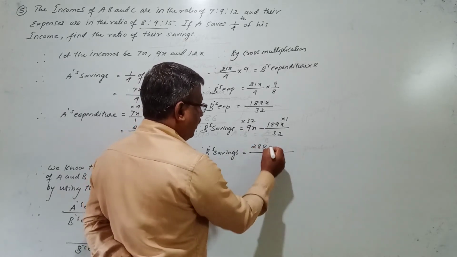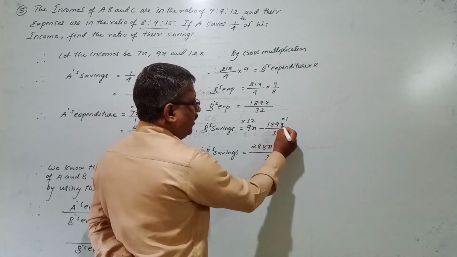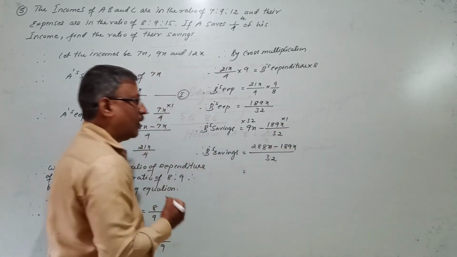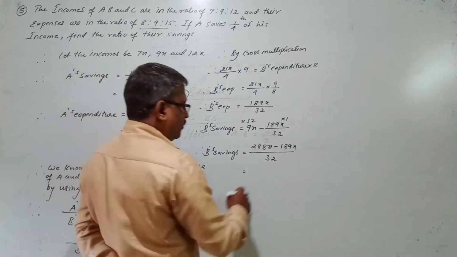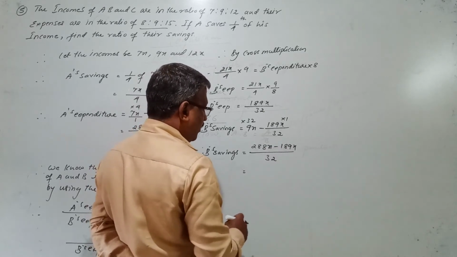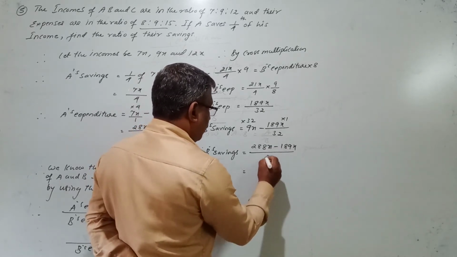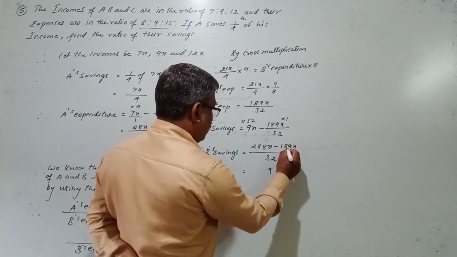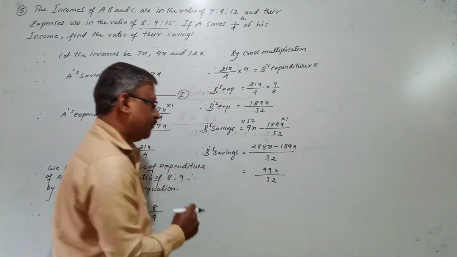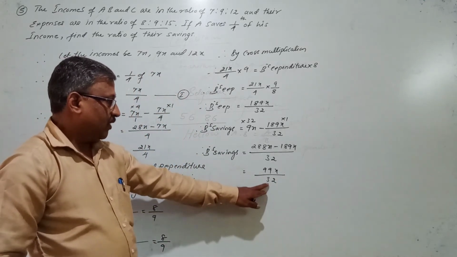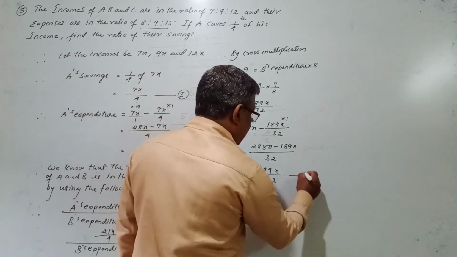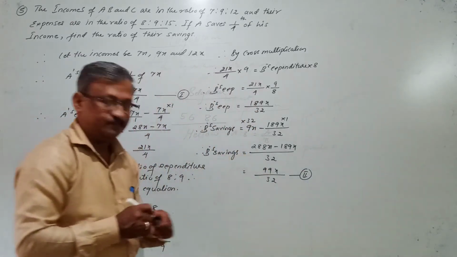So you get 288x minus 189x into 1, you get it is 189x. And now you minus this. So 288x minus 189x. So you get 99x divided by 32. So 99x divided by 32 is called as B's savings. So I'll call this as my second equation.